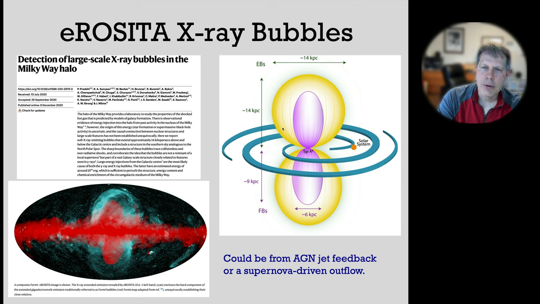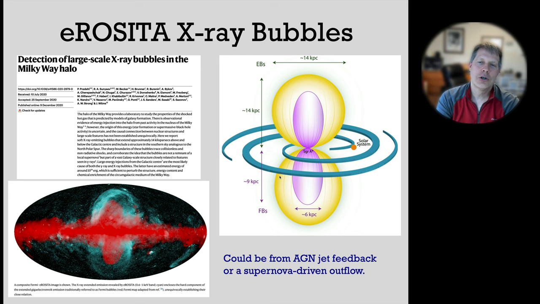and then the eROSITA bubbles as these large-scale structures, even larger, whereas the Fermi bubbles extend out to about 9 kiloparsecs or so. The eROSITA bubbles extend all the way up and above and below the plane out to like 14 kiloparsecs. So these are enormous structures, and for comparison, that is our solar system on the scale of the galaxy. So these are enormous structures associated with our galaxy.